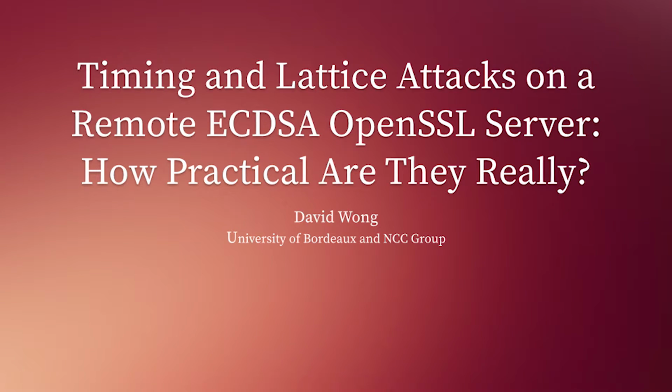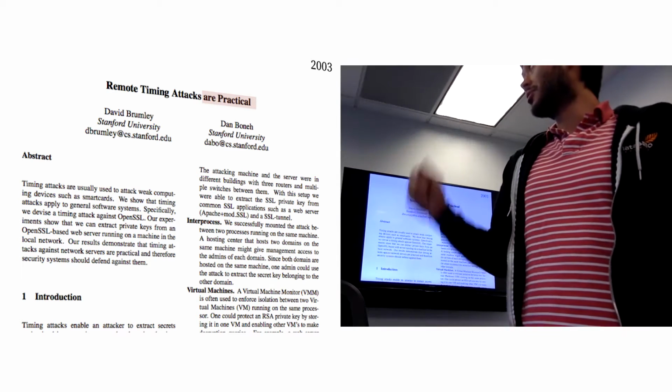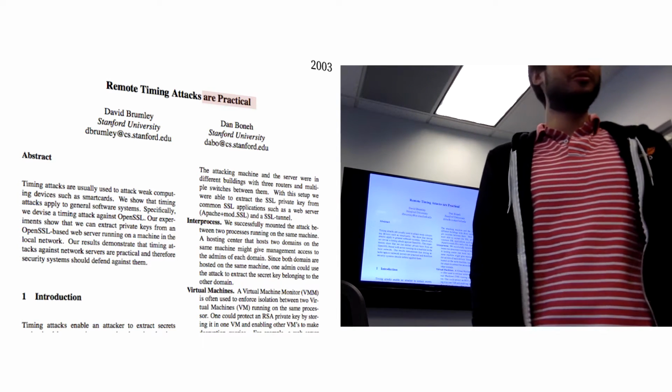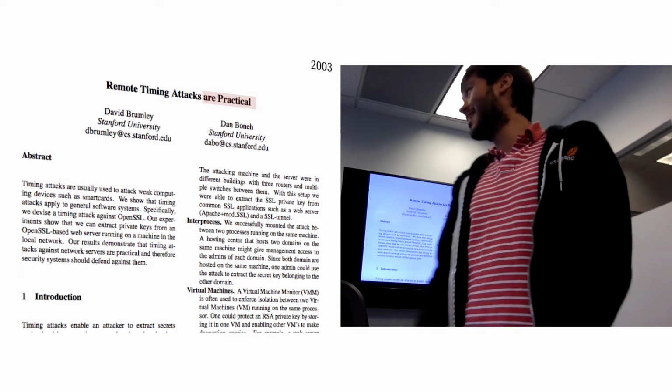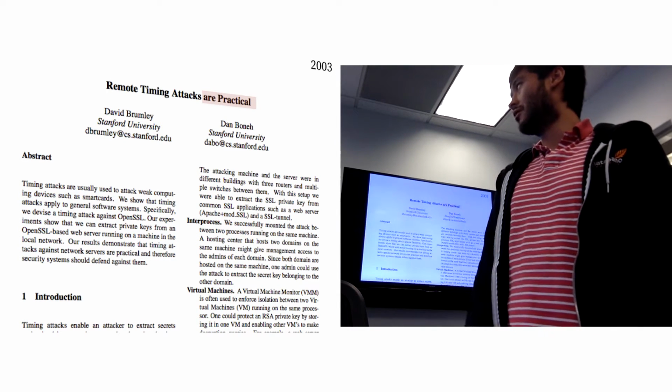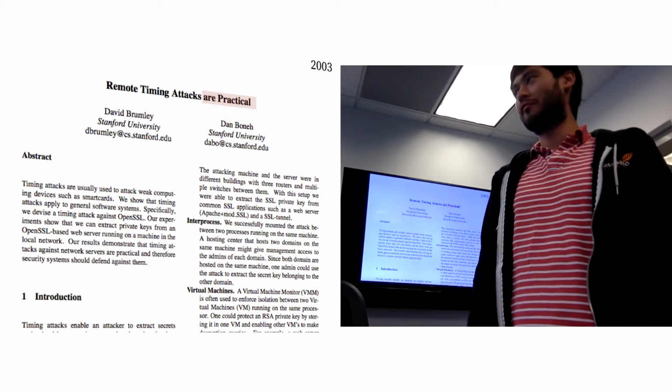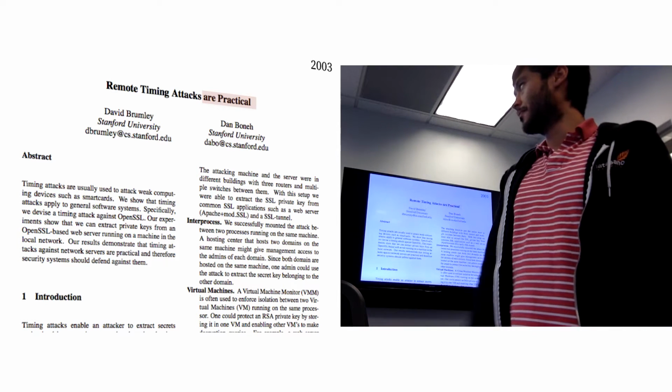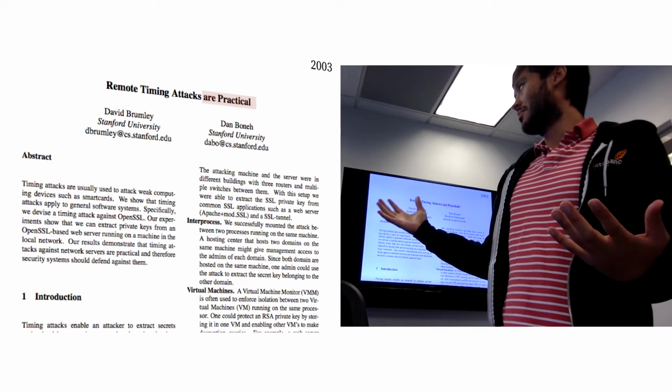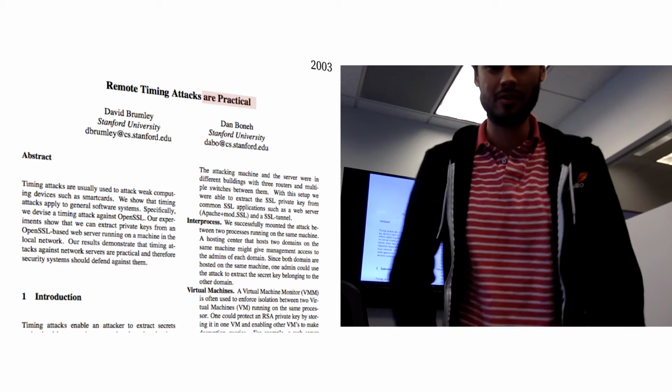Alright, so once upon a time there was a timing attack on OpenSSL found by two very famous cryptographers, Brumley and Boneh. So their timing attack was practical, as they said.